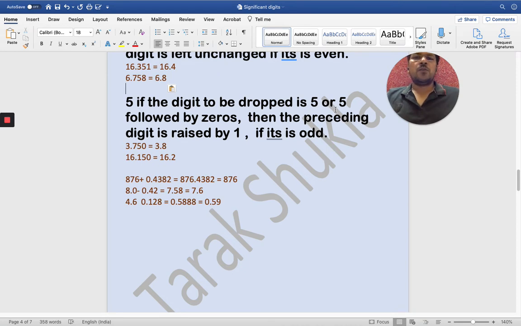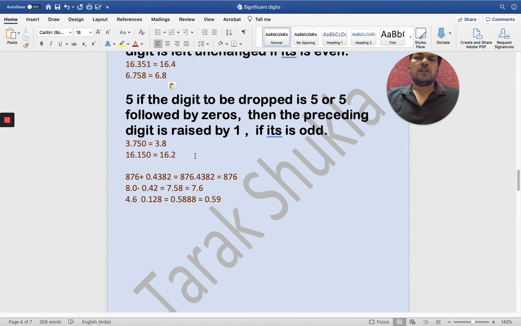If the digit to be dropped is 5 or followed by zeros, then the present digit is raised by 1. The case which I have is that after 5 there is a 0. So we automatically add one more to it. So 3.750 becomes 3.8. Same as 16.150, the digit after 5 is a 0, so we are adding one more to it. That would be 16.2. So this is the normal rules and regulations which we generally follow.